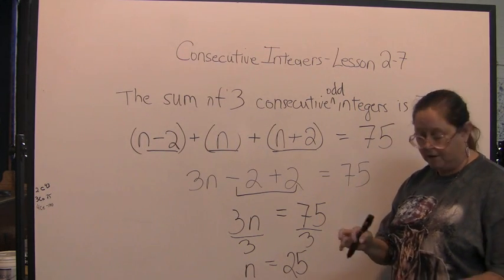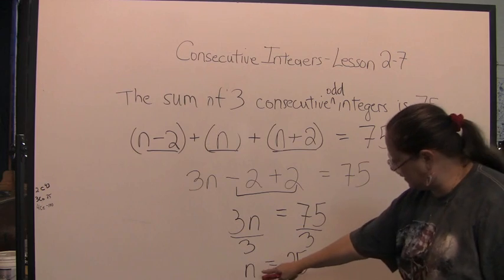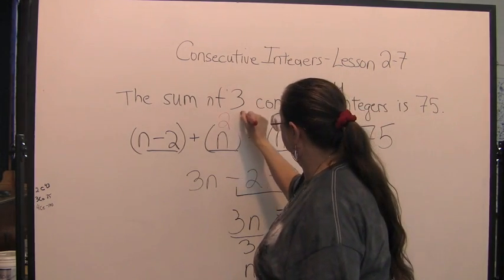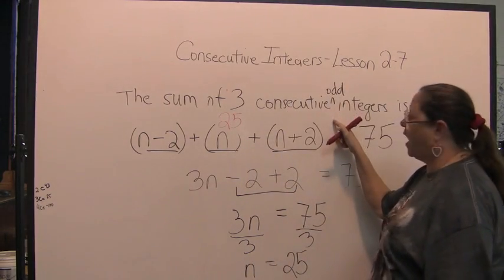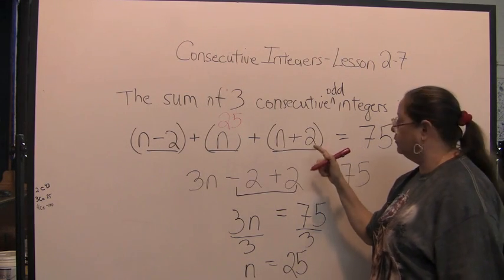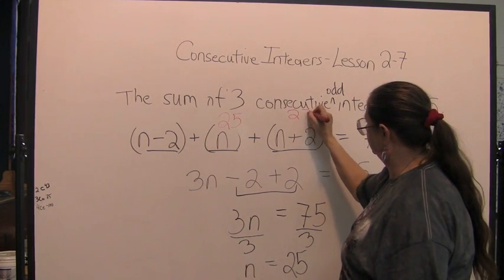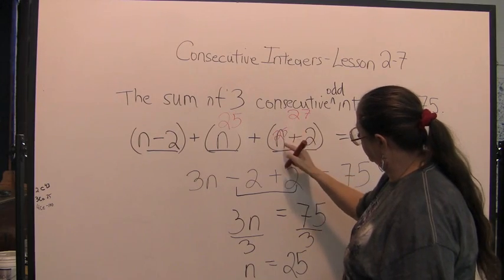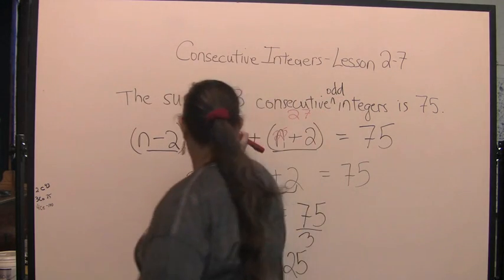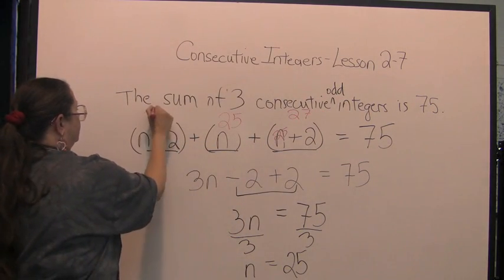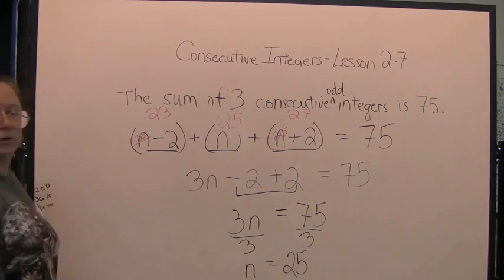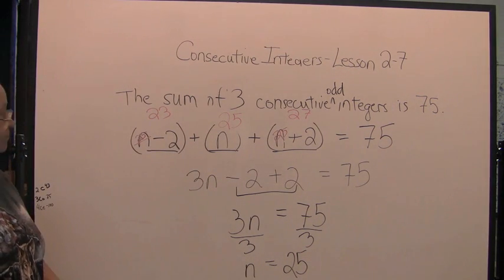My number is 25. Now I have to go back up and say, okay, n, that was my number in the middle, 25. And they're consecutive odd, so from 25 I want the next odd integer this way, which would be 27. You can see if I put a 25 there for my n, I get 27. And to go this way, the next smallest one is going to be 23. And if I put my 25 there for n, I'll get 23. Okay?